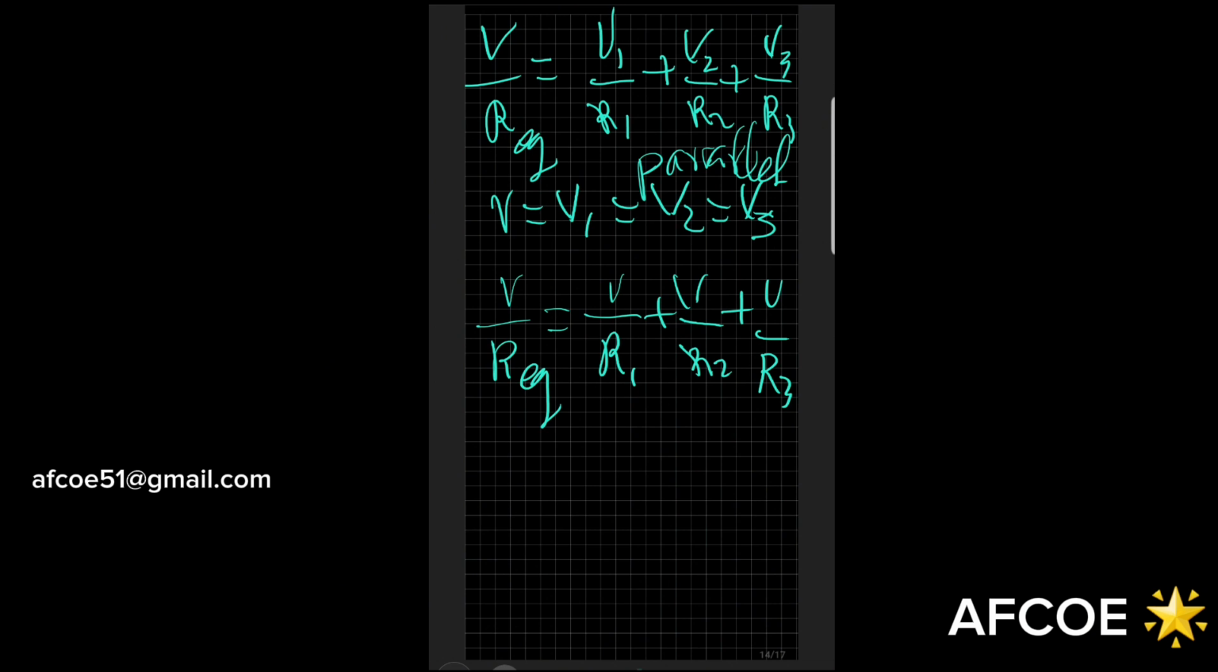And from here I can divide all through by V, so that I multiply by 1 over V on both sides. You see that this V will just go, so we'll be left with 1 over R equivalent is equal to 1 on R1 plus 1 on R2 plus 1 on R3. So each time resistors are connected in parallel, 1 over the equivalent resistance will be 1 over R1 plus 1 over R2 plus 1 over R3.